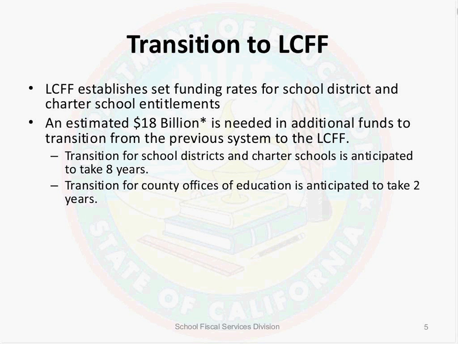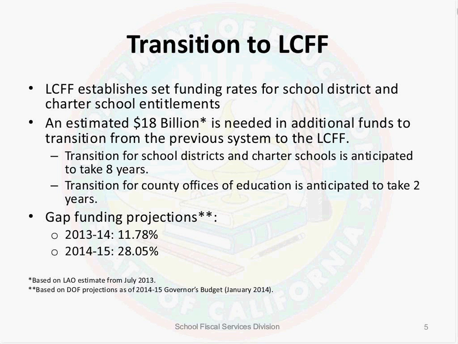Since the state cannot afford to fund everyone at this target level this year, there's a phase-in or transition period estimated to be 8 years for school districts and charter schools, where you will receive funding based on a transition formula. As of the 13-14 budget, the estimated total statewide need to fund all school districts and charter schools at their new target level is about $18 billion. The amount appropriated in the 13-14 budget for this purpose was $2.1 billion, or 11.78% of the estimated need.